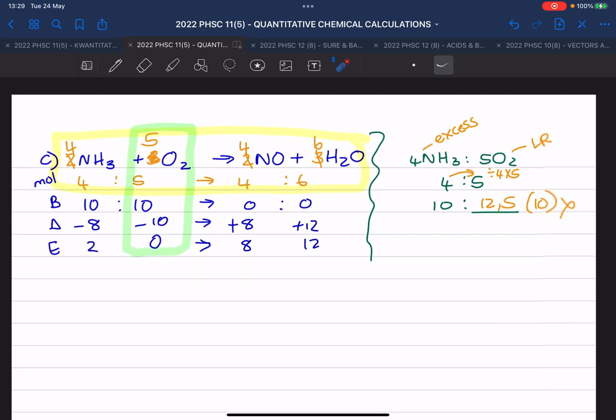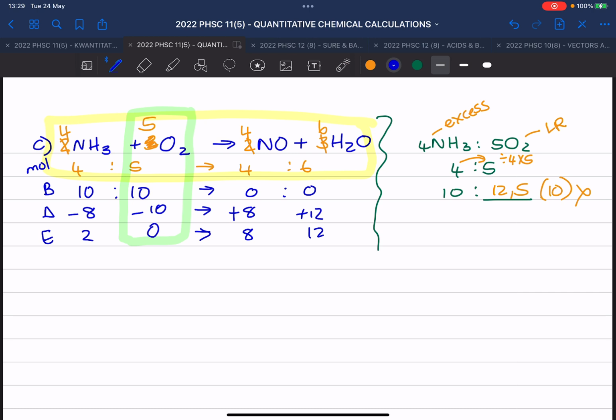All right. So then the mole that you have at the end, the mole of the gas, is 2 plus 8 plus 12, and that gives you 22 moles.